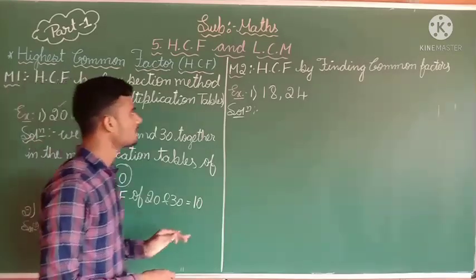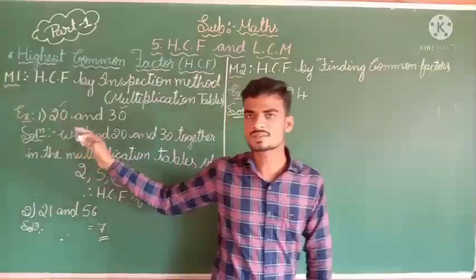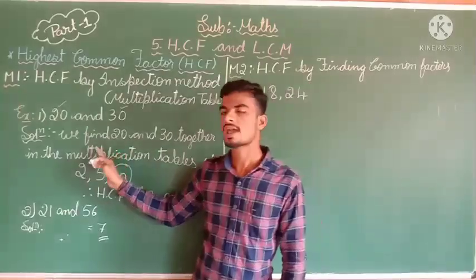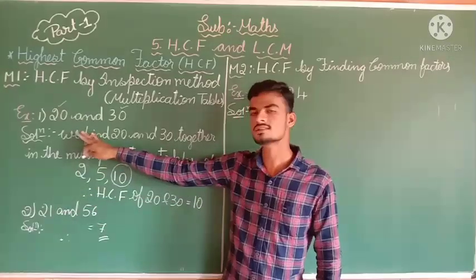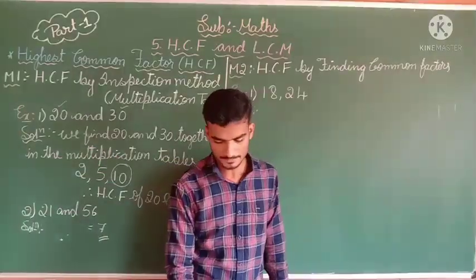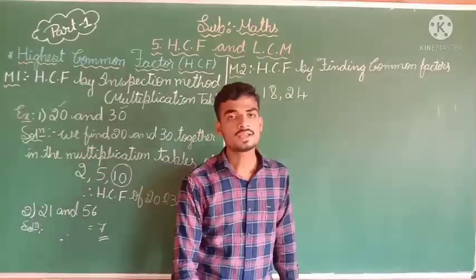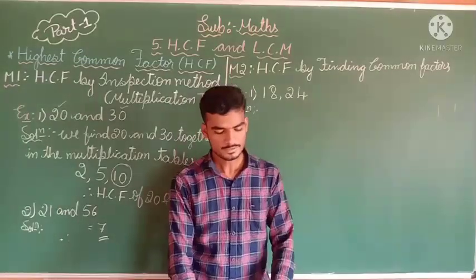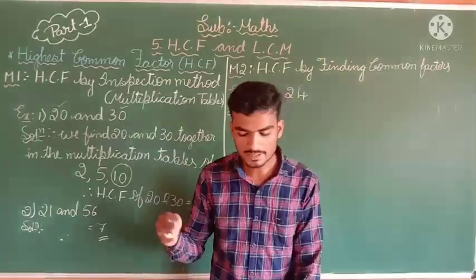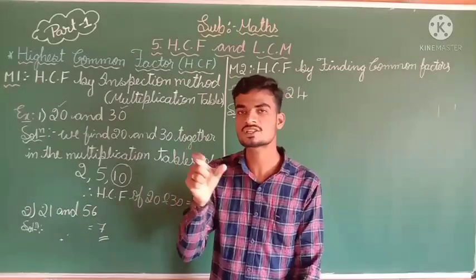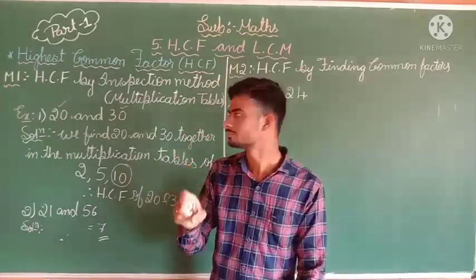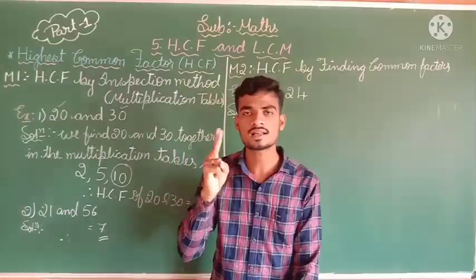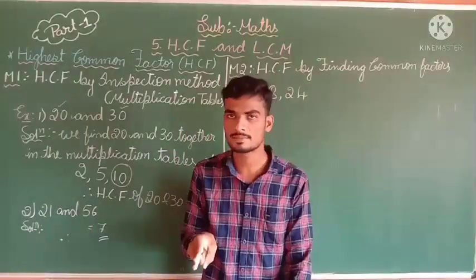Dear students, these are two problems I have taken. This one is not from your exercise; only the first problem is from your exercise. In Exercise 5.1, they have given: find the HCF of the following numbers by inspection method. Inspection means what? Multiplication table. Both the numbers should appear in the same multiplication table.